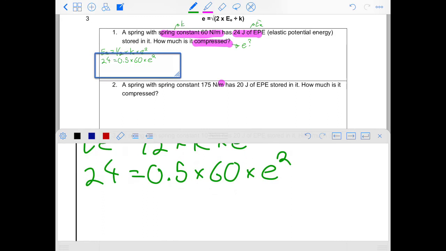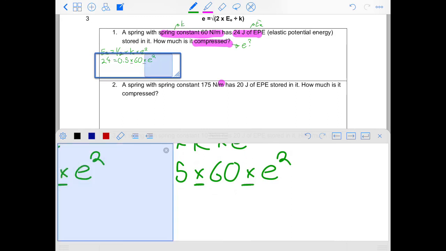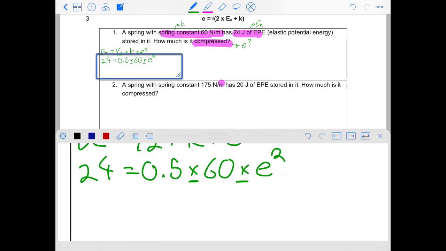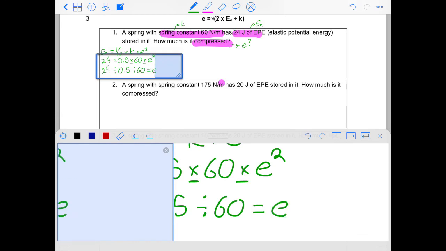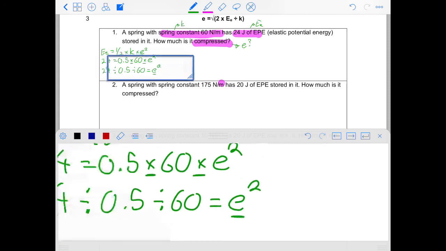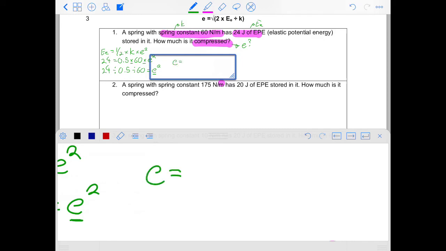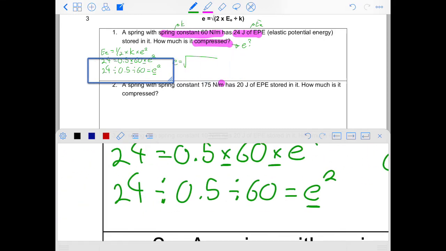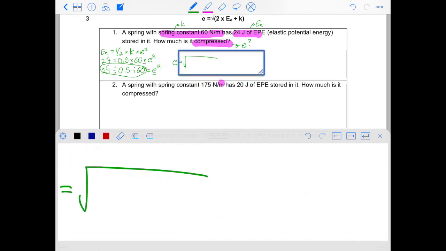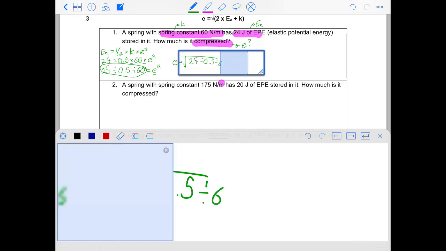So it's all multiplied. So in order to move the other two, we need to move them to the other side. So we end up with 24 divided by 0.5 divided by 60 is equal to our extension squared. In order to figure out just the extension, we need to do the opposite of squaring, which is taking the square root. So our extension is the square root of everything here. So the square root of 24 divided by 0.5 divided by 60.